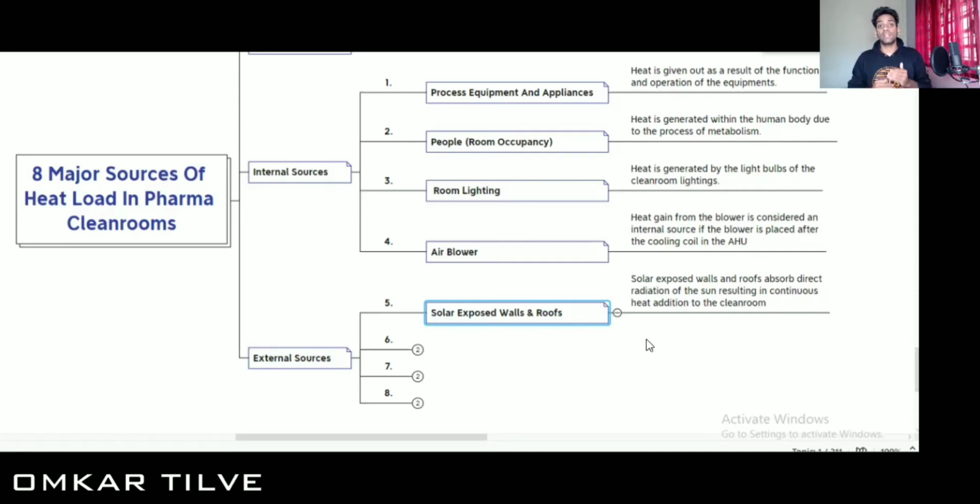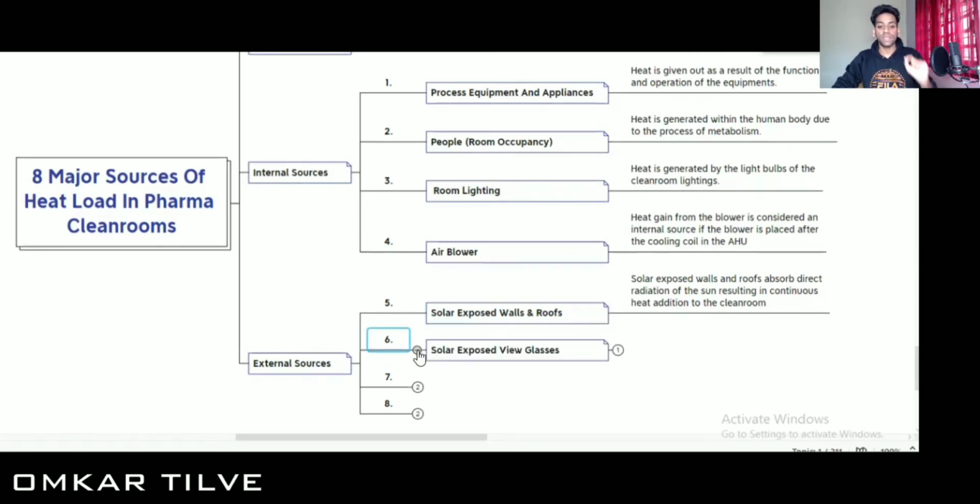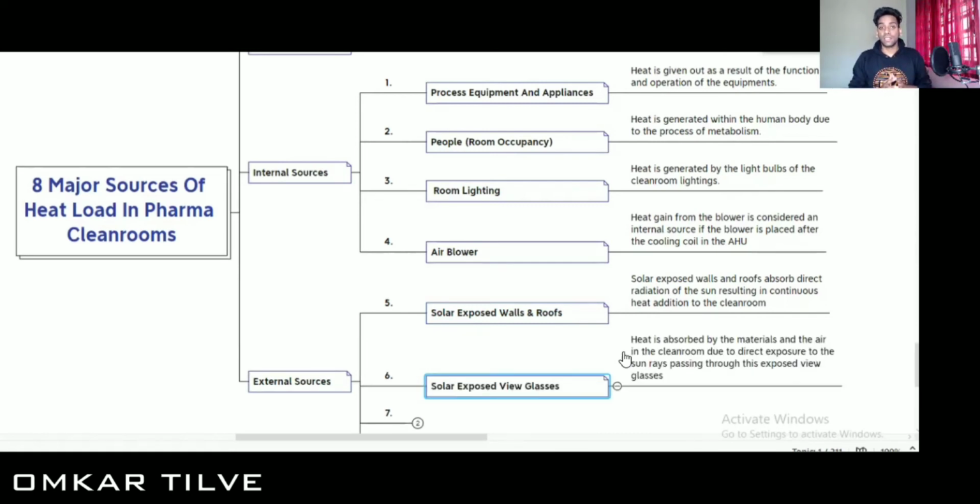Also, the heat addition and the heat transfer through these walls depends on the direction in which the wall is facing, whether it is north, south, east, or west. So accordingly, this heat should also be taken into consideration. The second external source is the solar exposed view glasses. You won't find many solar exposed view glasses in pharma clean rooms, but if they are there, as the glasses are transparent, the sun rays will directly enter the room and the radiation will be absorbed by the material and the air present in the room, and this will abruptly increase the temperature of the room. So this needs to be carefully taken care of also.